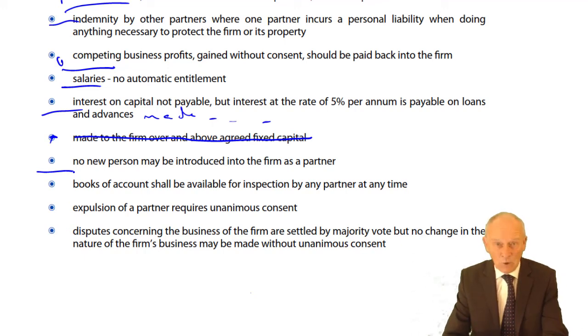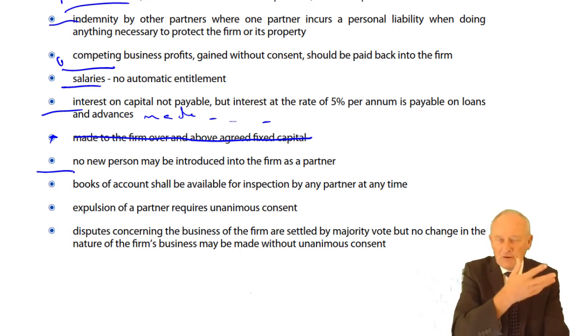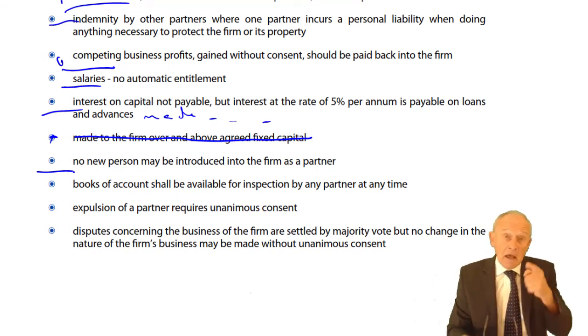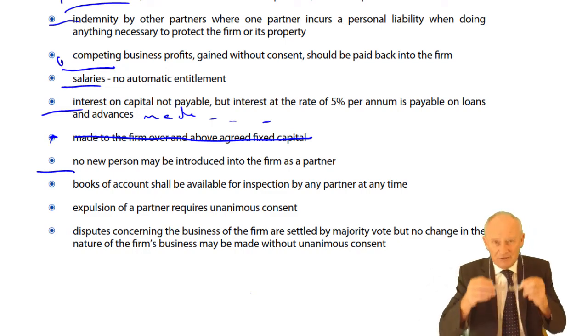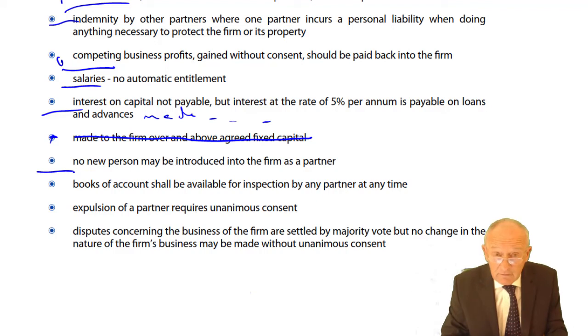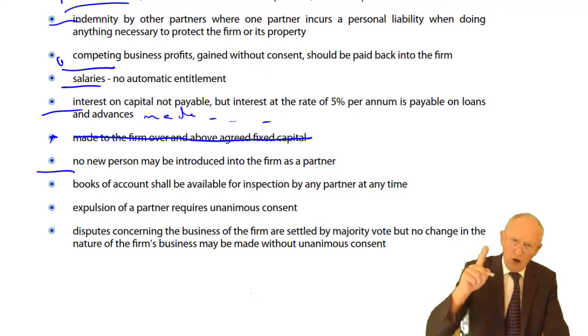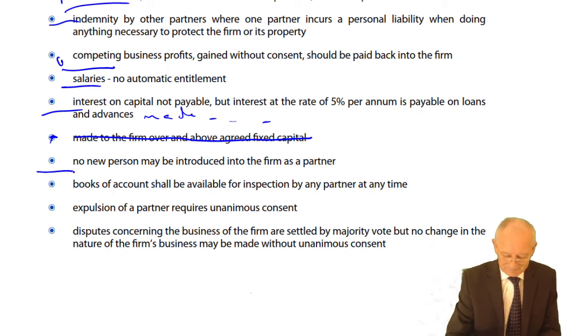And you say, no. No new person may be introduced without unanimous consent. If you don't want my son in all his finery, in all his glory, then I can't introduce him as a partner. I can bring him in as an employee, but I can't bring him in as a partner. We can agree differently. We can agree that any partner has the right to introduce one new person each year, if we want. But otherwise, no new person may be introduced.